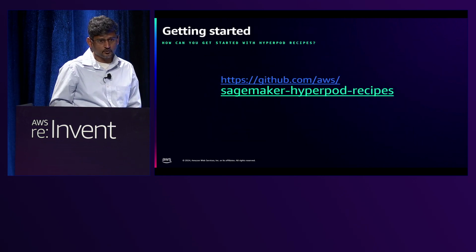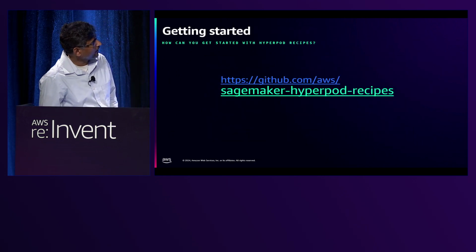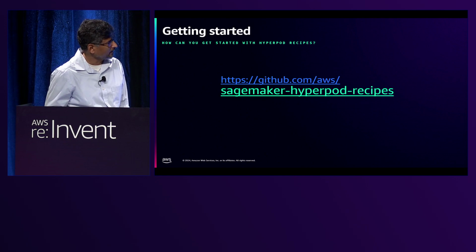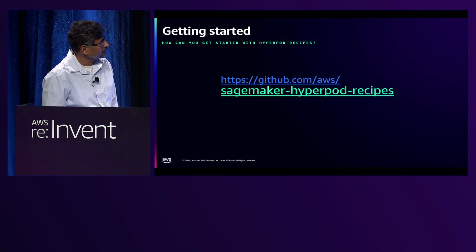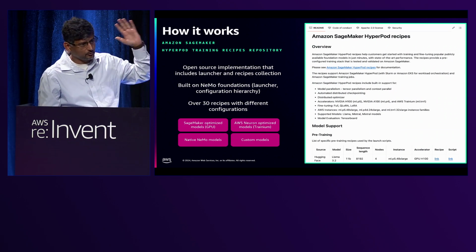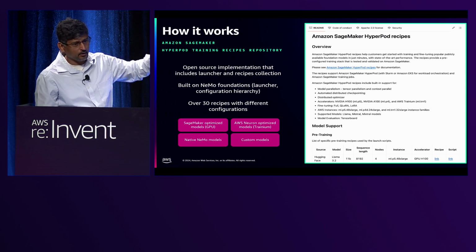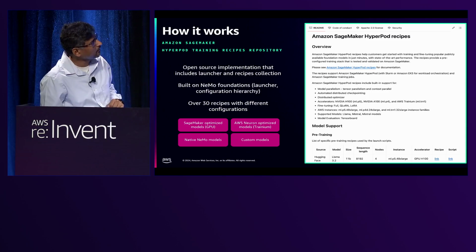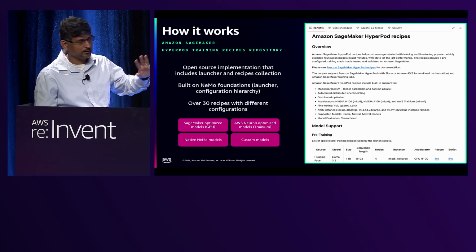So this is where you can find SageMaker HyperPod recipes on GitHub. This is Apache 2.0 licensed. I'd love you to take a picture, and you can then quickly go and look at the README file there to learn more. This is what you're going to find once you get there. There's a README page that walks you through in detail exactly how this works: what recipes are available, what features are supported, and all of that.